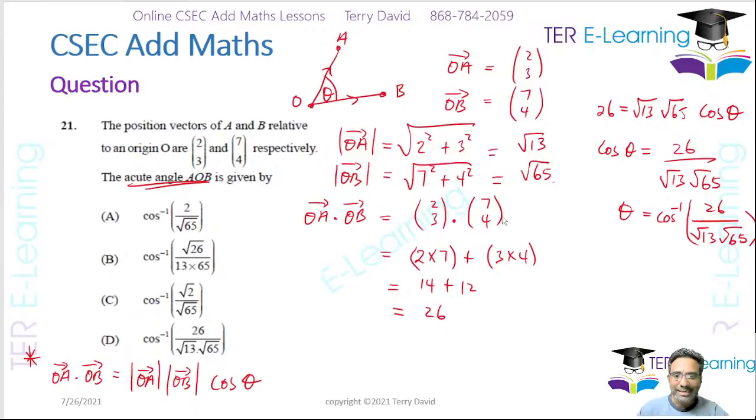So which answer is that? That looks like D to me. So question 21, I'm getting D for the answer.